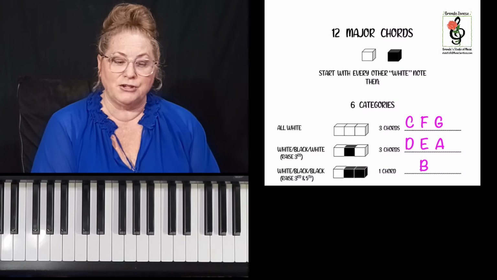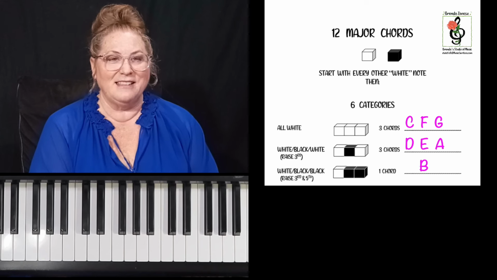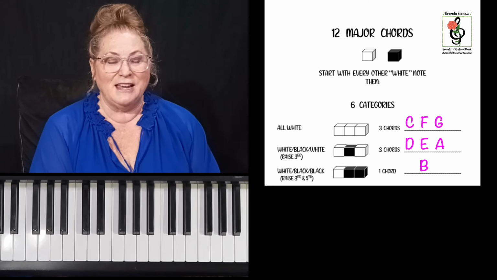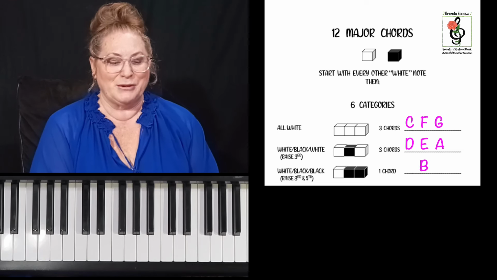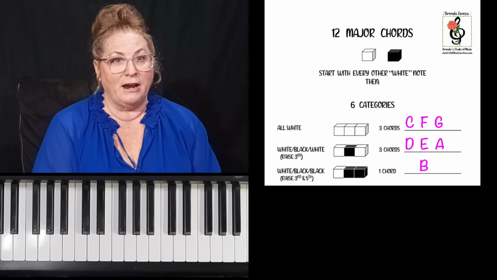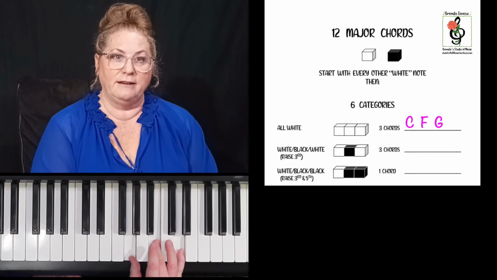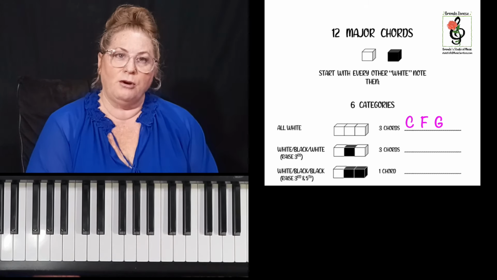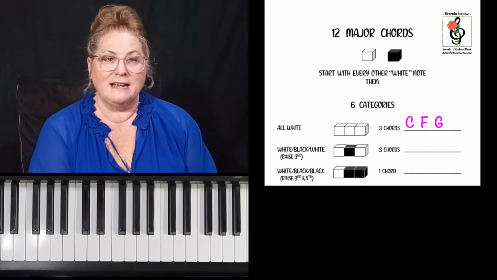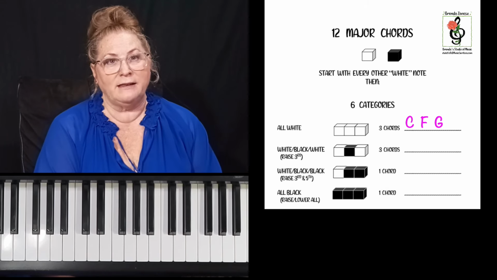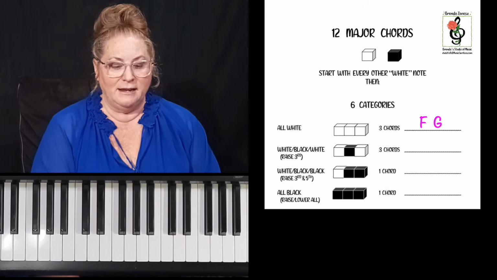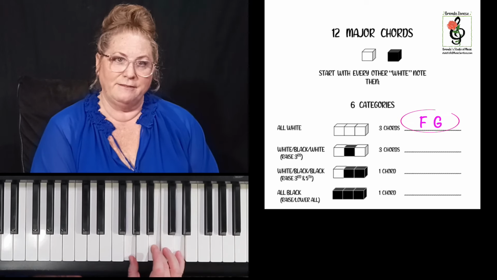So let's do the first one. This is the most fun. This one everyone thinks is the hardest, but it's the fun one. I like it the most. So we have three all white chords. They are C, F, and G. The opposite chord for the all white chord is the all black one, and that is one that's exactly in between the F and the G.